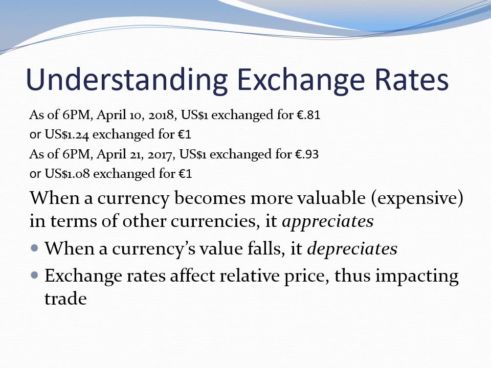Now take a look at the top of the slide. It will give you the exchange rate between the US dollar and the euro as of, for most of you, yesterday, April 10th. So notice that 1 US dollar was exchanged for 0.81 euros. Or another way to think of it is that 1 euro will get you $1.24. Now compare that to a year ago when I did this lesson. A year ago, 1 US dollar was exchanged for 0.93 euro, or 1 euro gave you $1.08.